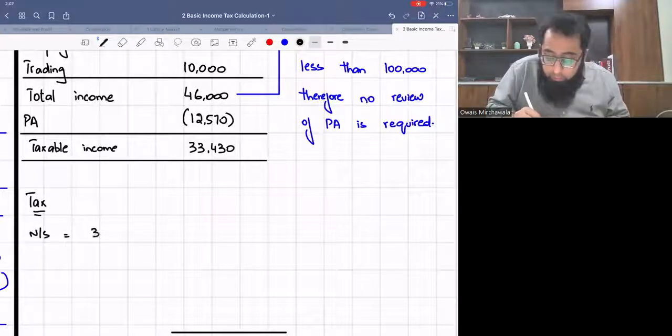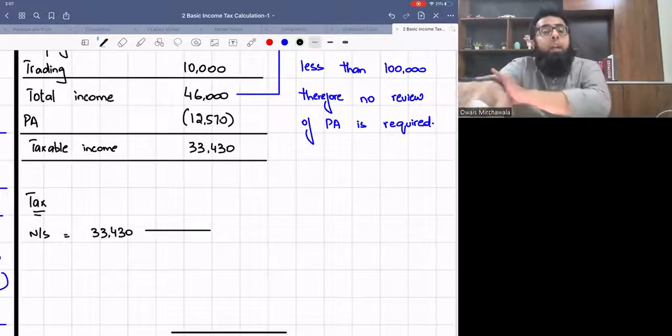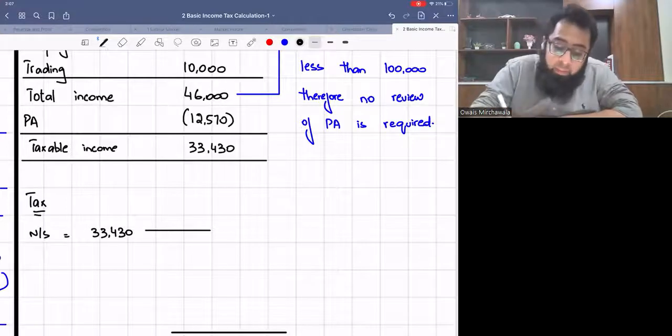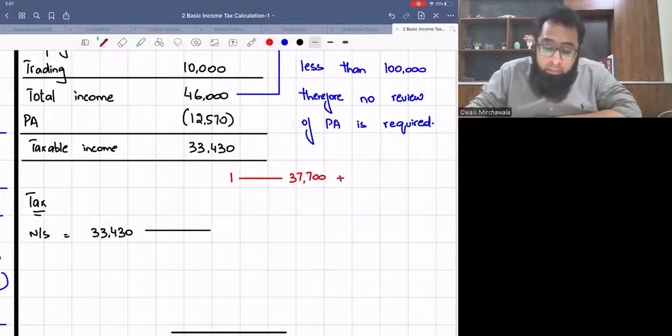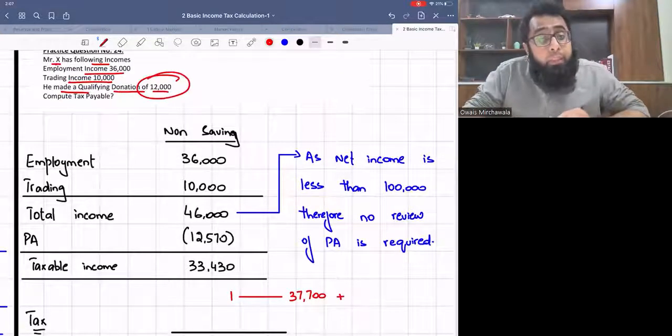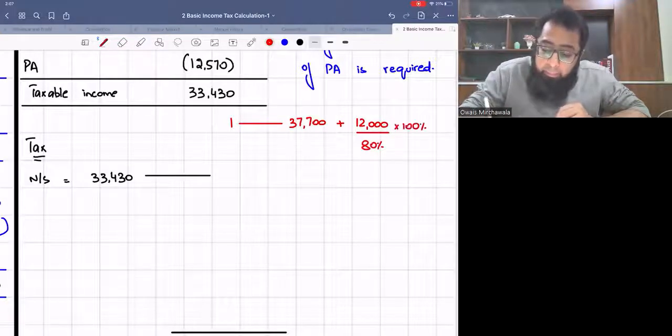Non-saving income is 33,430. Now this lies in the basic rate band, because our original basic rate band is 37,700. But if we look at the revised basic rate band also, the tax band is still 37,700. But since he has made a qualifying donation of 12,000, it will be grossed up, because whatever you contribute in charity is 80%. So this will be grossed up. So this will show a basic rate band of how much.